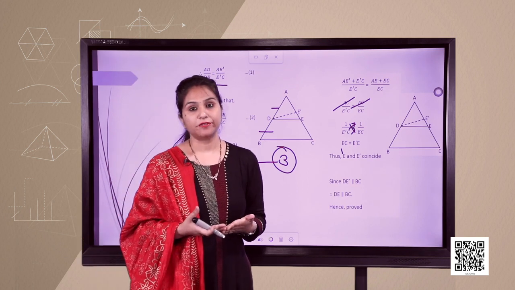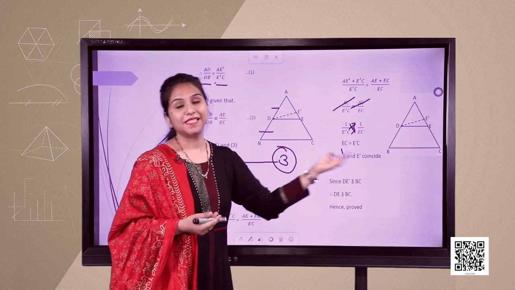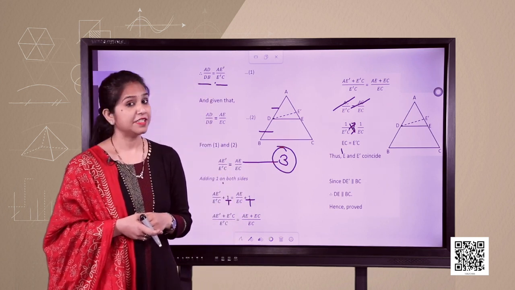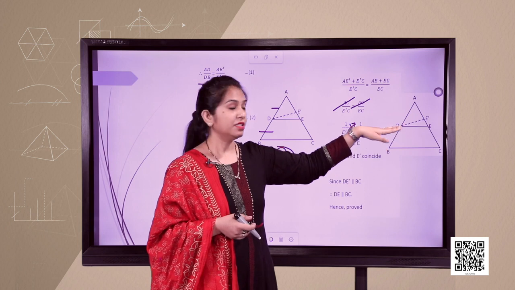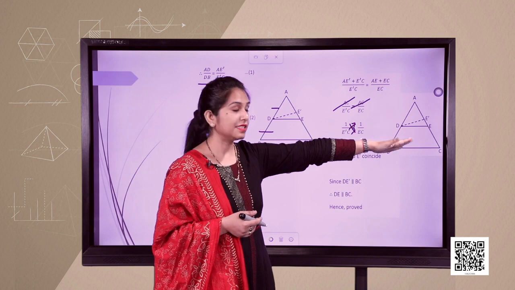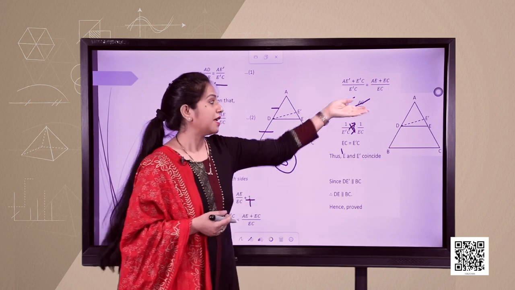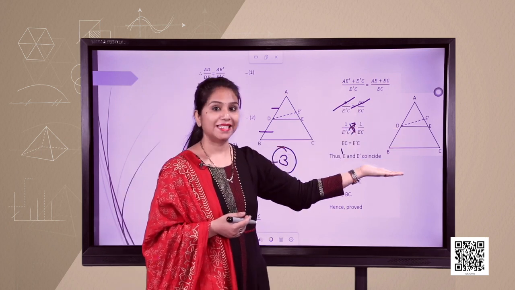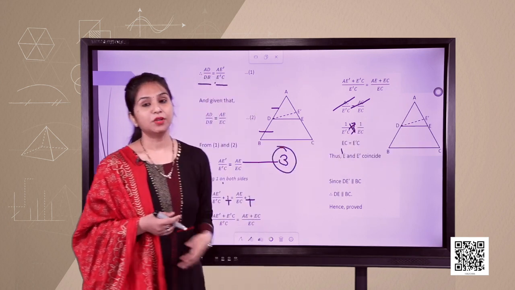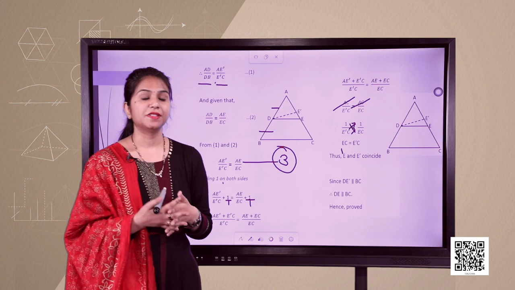So what can we conclude from here? We conclude that this DE is also parallel to BC. So hence we have proved the converse of the basic proportionality theorem, which says that in a triangle, if a line DE divides two sides in an equal ratio, that is AD upon DB is equal to AE upon EC, then the lines are parallel to each other, that is DE must be parallel to BC. That's it.